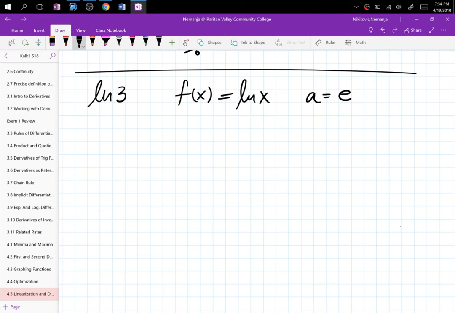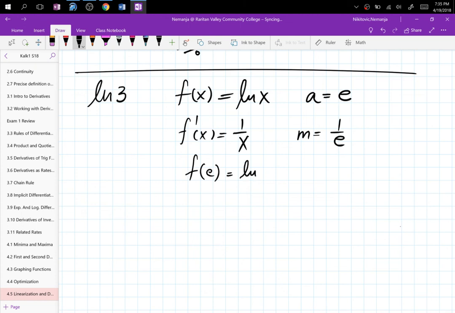Where do I start? I start by figuring out the derivative, which is 1 over x. Then I find the slope by plugging in e, and I get 1 over e. So slope is 1 over e. Then I plug e into the original function to find the y value, and now I have the point e comma 1, and the slope there is 1 over e.